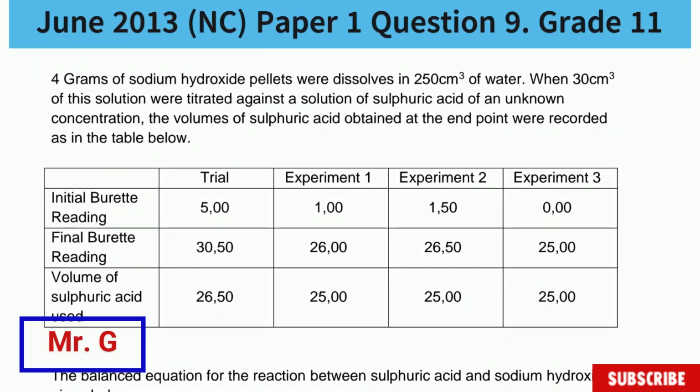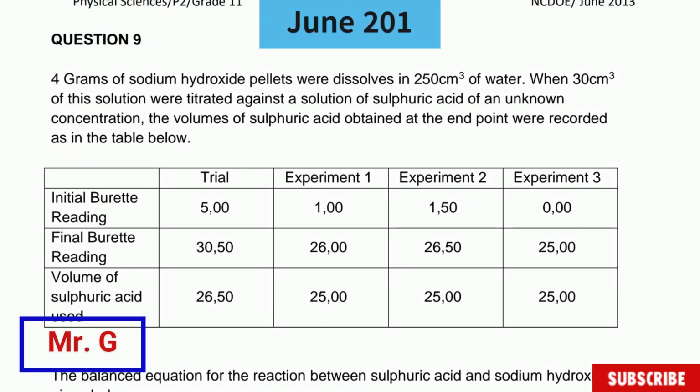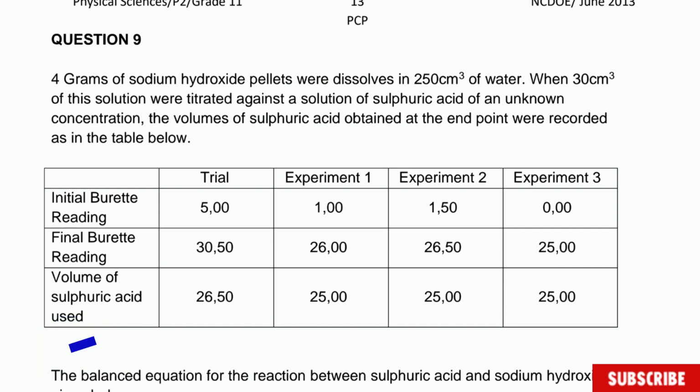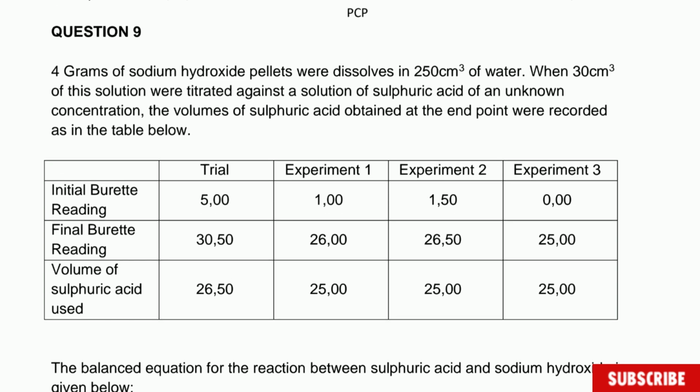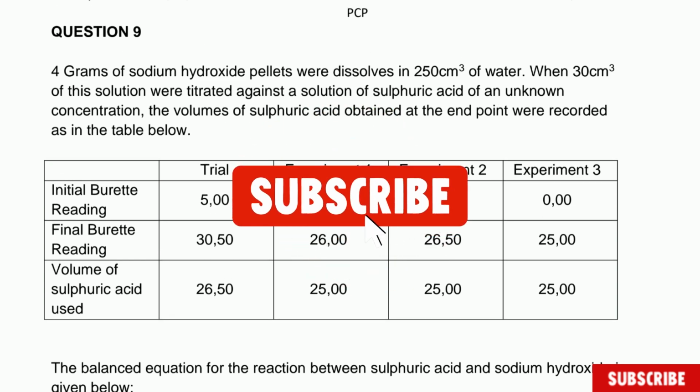with another video. This one is going to be question 9 from the June 2023 paper done in the Northern Cape province, Paper 2, set B. This one is about stoichiometry. It's a very important topic for grade 12. It is a good question.